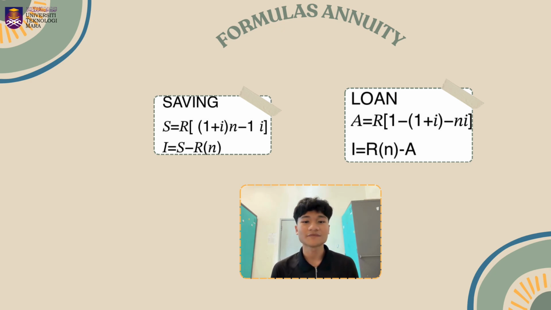Next, the formula for loan is A equal to R, open bracket, 1 minus in bracket 1 plus i, the power of minus n, and divided by i. So, to find the amount of the interest is I equal to R times n minus A.